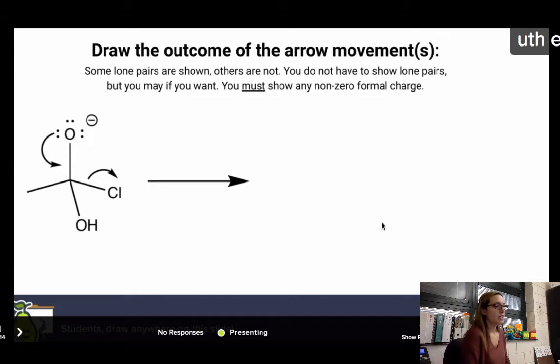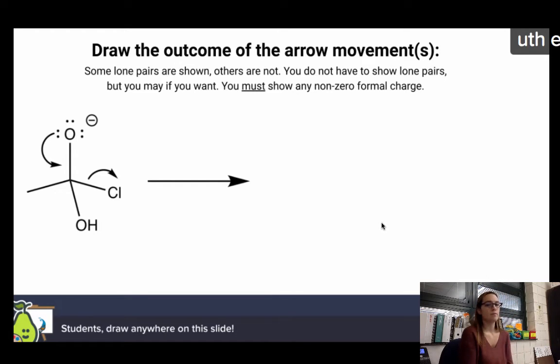Okay, so now this one has 2 curved arrows. So first, think about the types of movement. What are the 2 types of curved arrow movements that are happening here? And then actually show the products. You should have 2 products here.